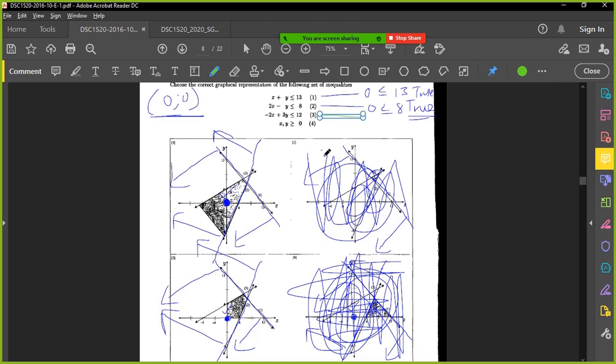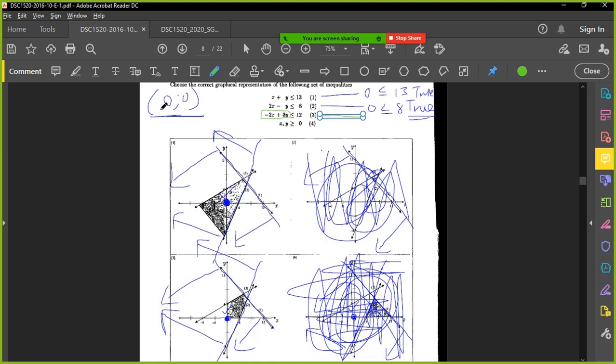Can you test number 3? Okay, so number 3, that's going to be minus 2 times 0. Plug in the zeros. What do you get? So is minus 2 times 0 minus 0, or is it still 0? It's still 0. 0 doesn't have a sign. Okay, so 0 is smaller than or equal to 12, plus what's 3 times 0?